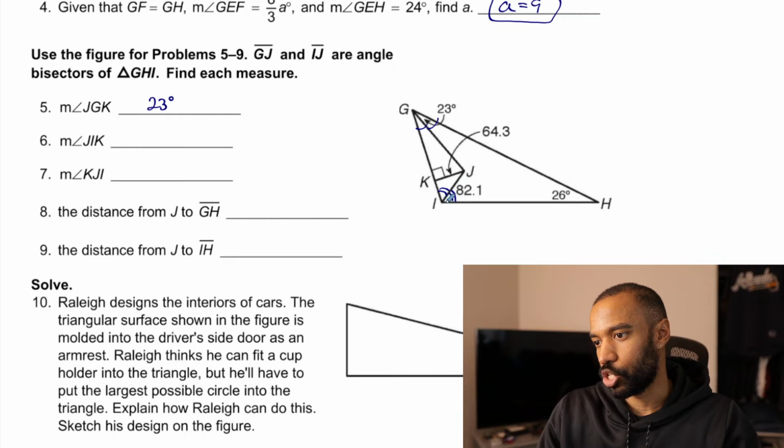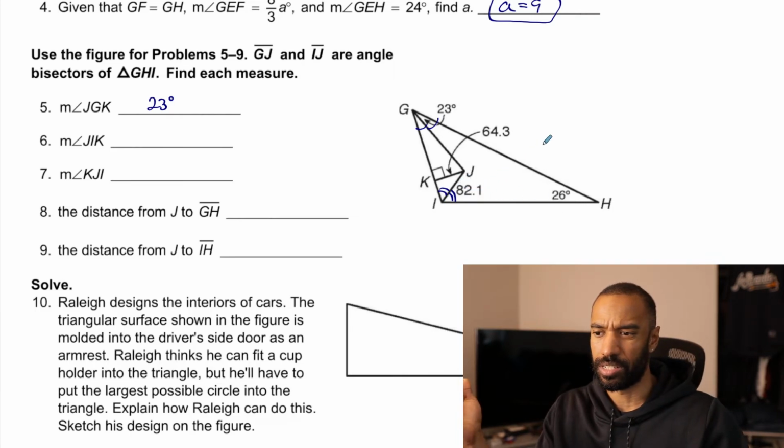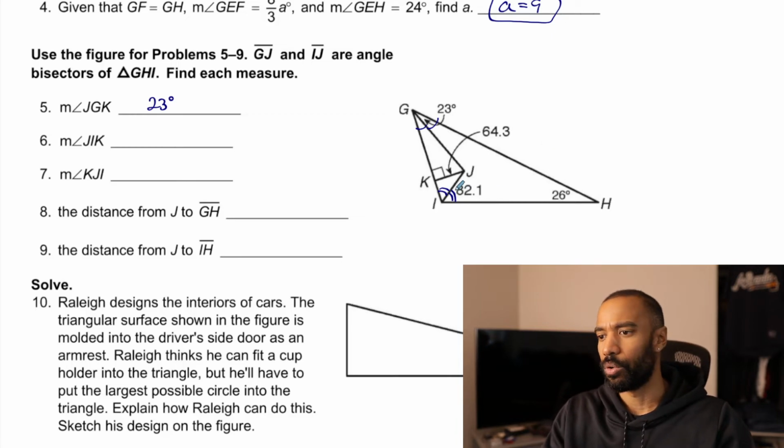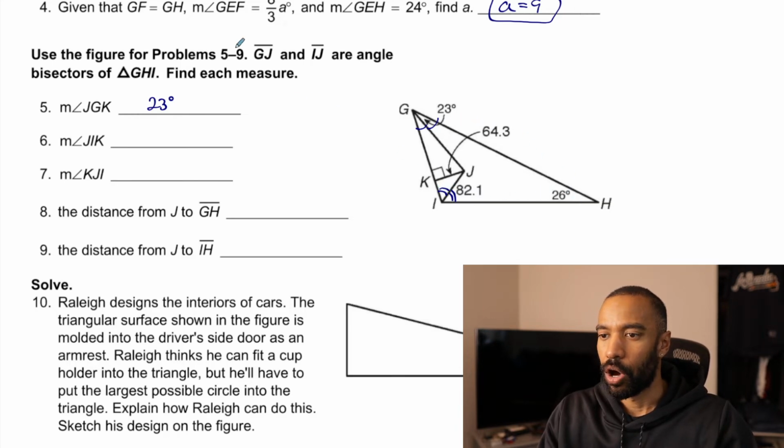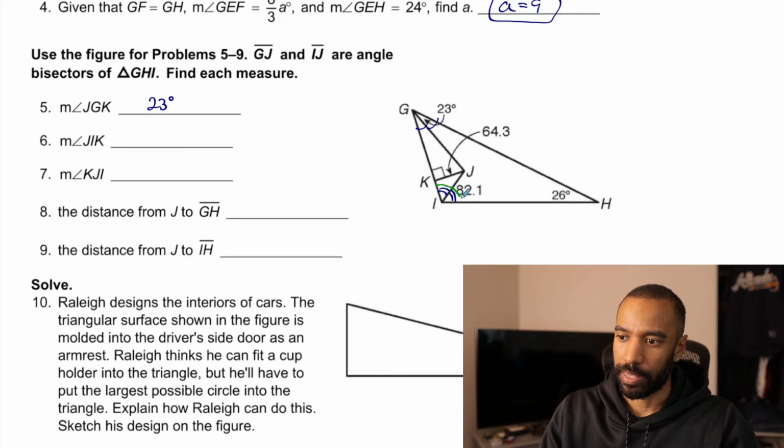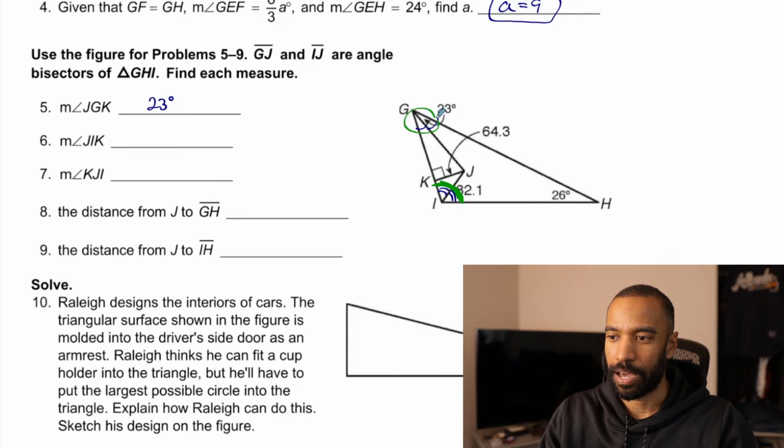Measure of angle JIK. Looks like JIH is 82.1 degrees. It's not really drawn to scale. Oh, no, I'm sorry. That's a length right there. That's not degrees. That's this length. The whole thing, I'm like, that's not really drawn to scale. That made me confused. The whole thing right here, we can find this measure by finding out this angle, knowing this angle, and taking them away from 180 degrees.